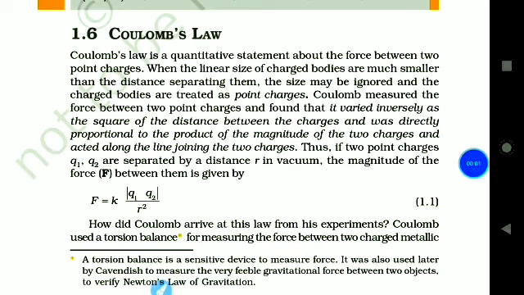Welcome students. Today we are going to start topic number 1.6, Coulomb's law. Now students, earlier we have seen in 11th standard about the universal law of gravitation given by Newton.